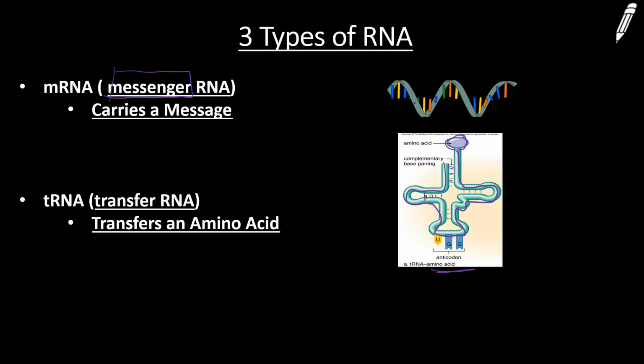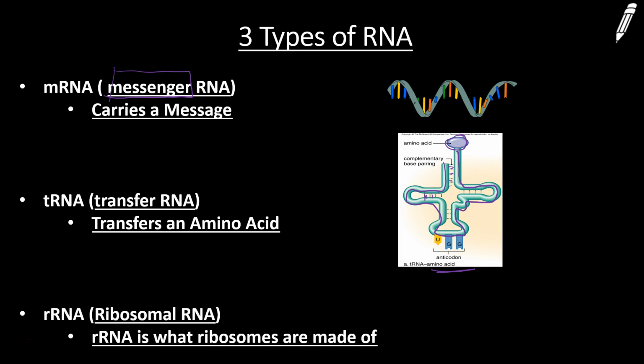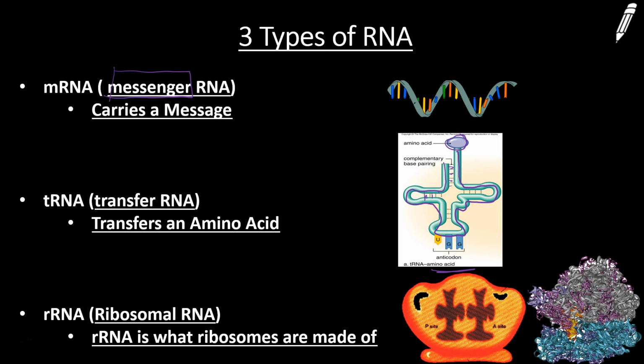And the last type of RNA, you're probably not going to hear of much more in the class, but I'm just going to tell you what it is. It's rRNA, which stands for ribosomal RNA. What is ribosomal RNA? It's basically what ribosomes are made out of. So if we take a ribosome, which we're going to talk more about next week, a ribosome is basically a bunch of proteins with rRNA. And that's essentially all ribosomes are.